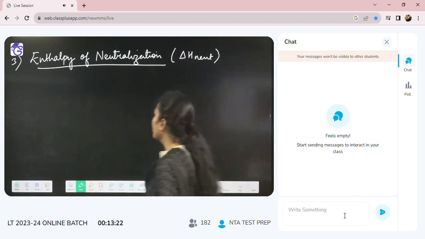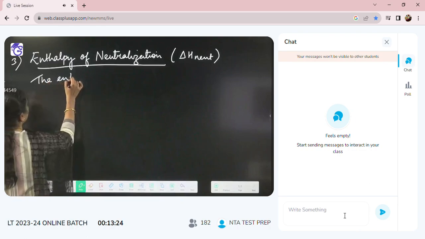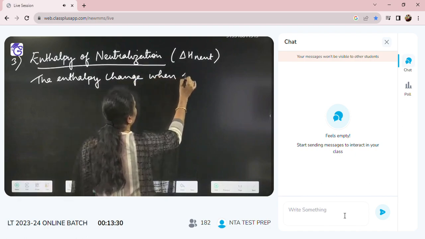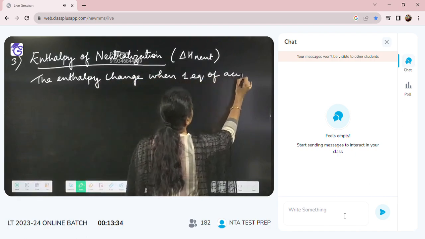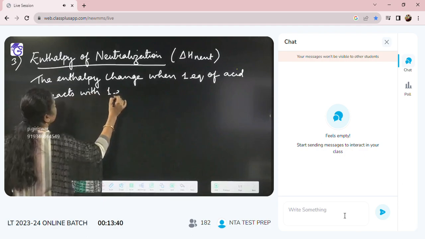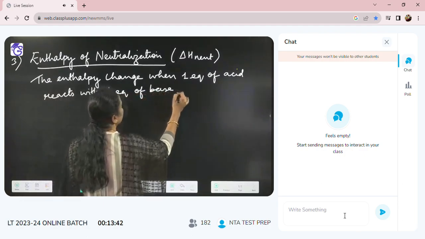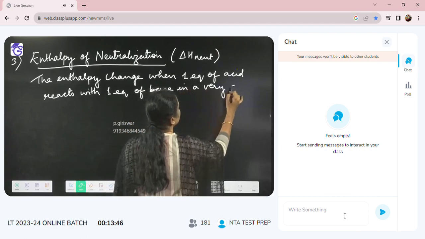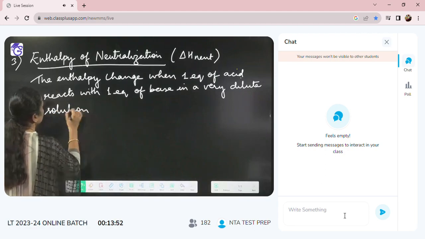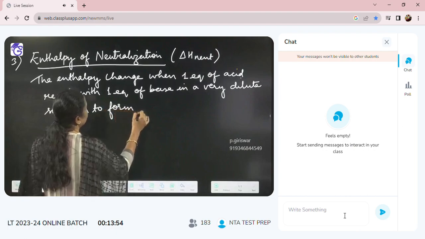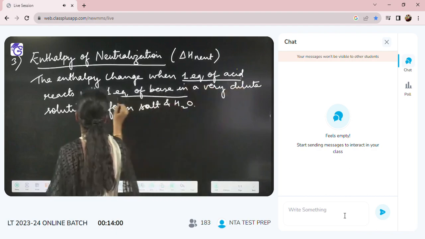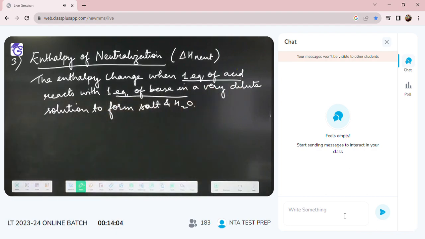Now write down the definition here. The enthalpy change when one equivalent of acid reacts with one equivalent of base in a very dilute solution, to form salt and water. So you must be very careful that we are going for when one equivalent of acid reacts with one equivalent of base.